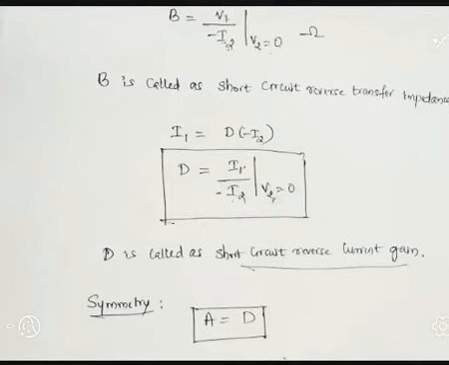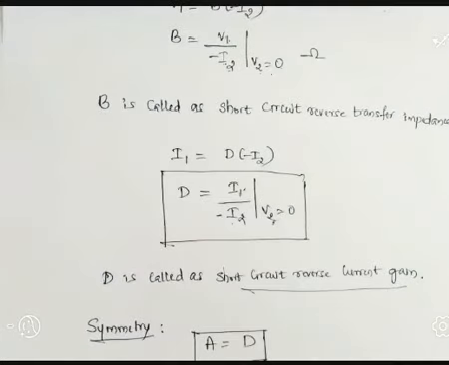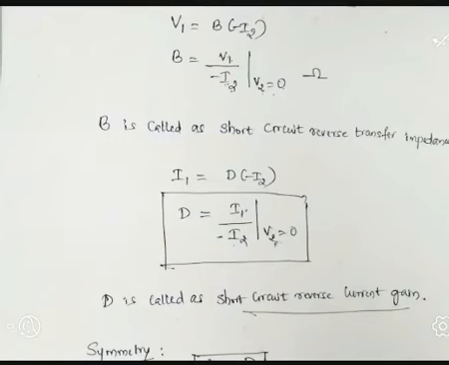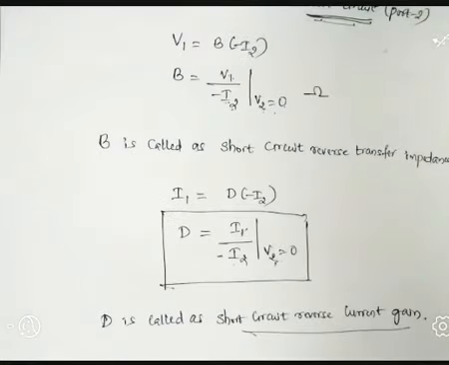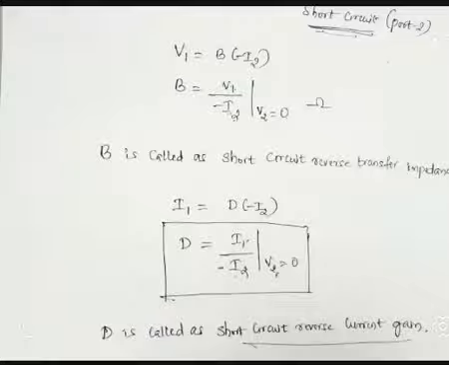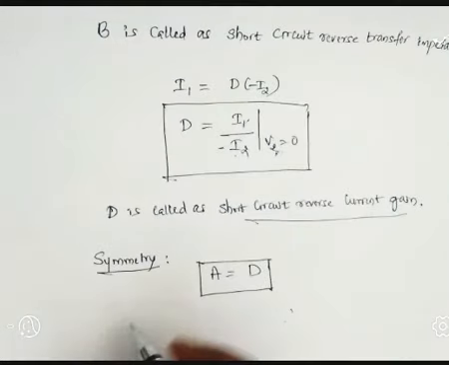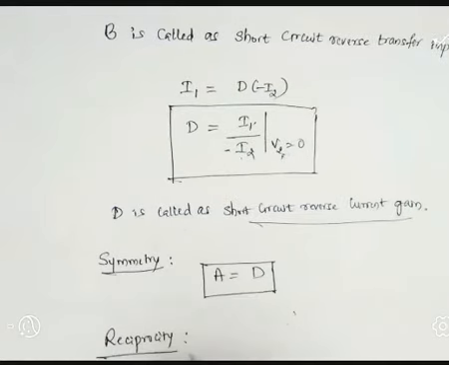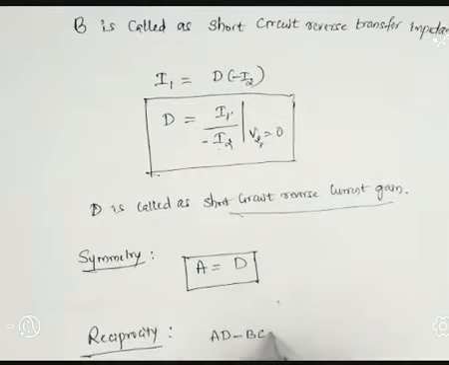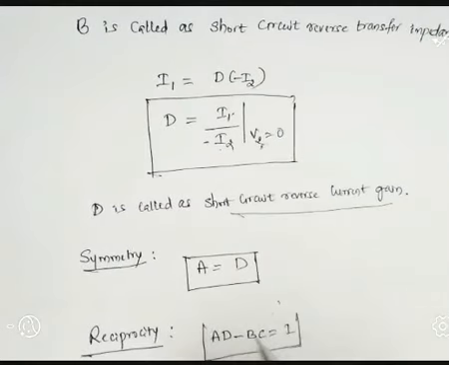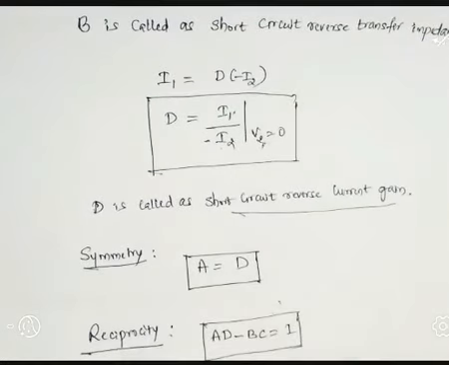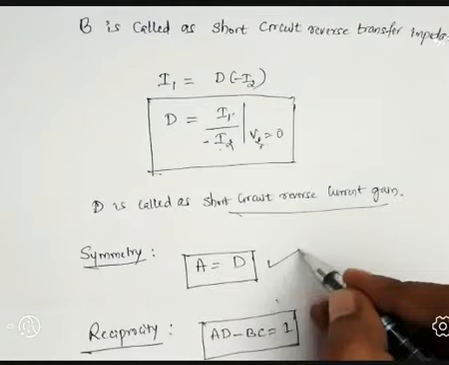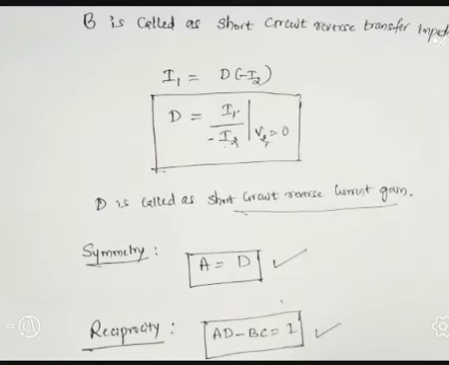Next, go for the condition of reciprocity. The condition of reciprocity is AD minus BC is equal to 1. This is the condition for reciprocity. Okay, this is the condition for symmetry and this is the condition for reciprocity.